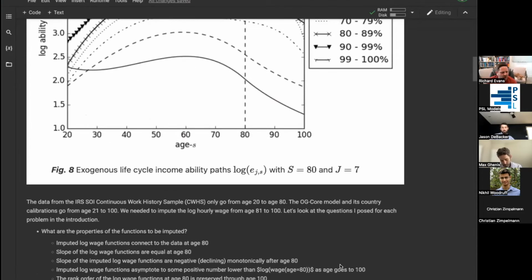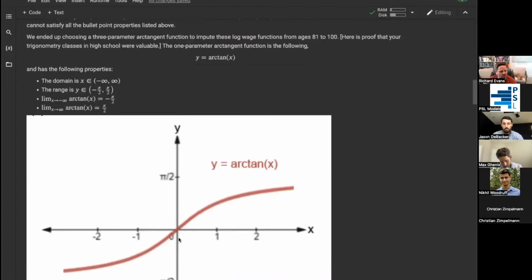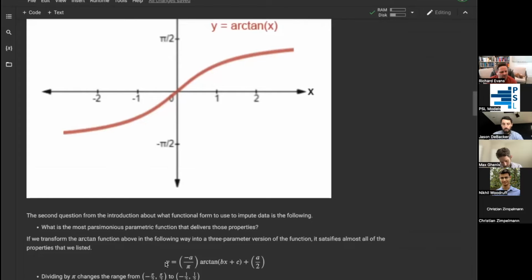I guess the thing I want you to take away here is we list what properties we want the functions to have, and then we write a function that has those properties, and this is a 3-parameter function with A, B, and C, and then we just implement that in our code. We estimate the parameters and stitch these functions to have these properties. Any questions on this lifetime earnings example before I move on?